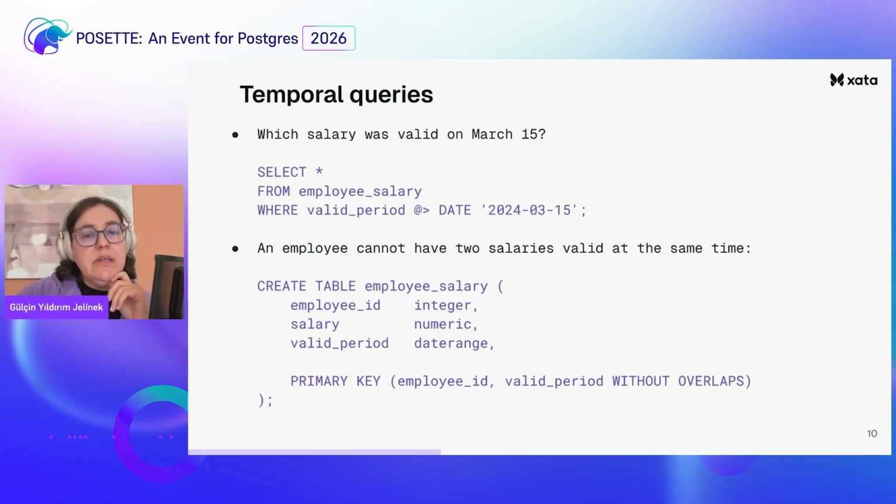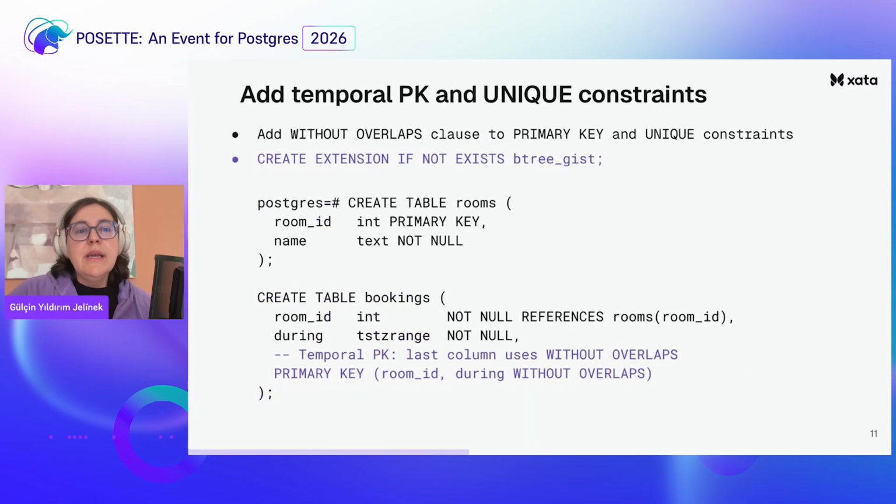What's important is that the WITHOUT OVERLAPS syntax only applies to the last column. This needs to be a range type or multirange type, the valid period here. And the scalar key here is the employee ID. So together, employee ID and valid period become the entity. This is where we keep the primary key, in a sense, and then we just see the salary value changing over time thanks to this setup.